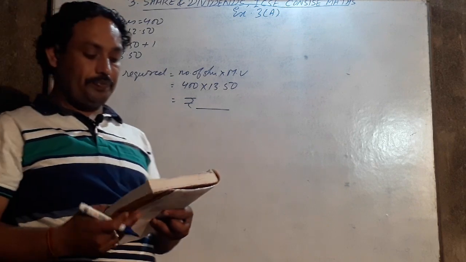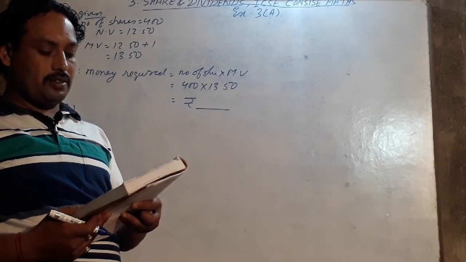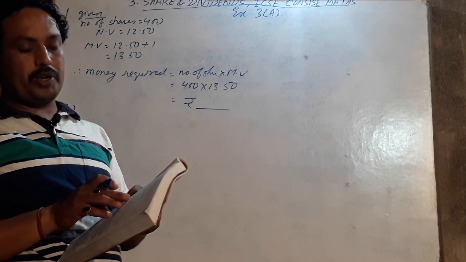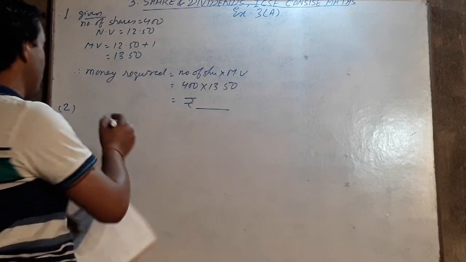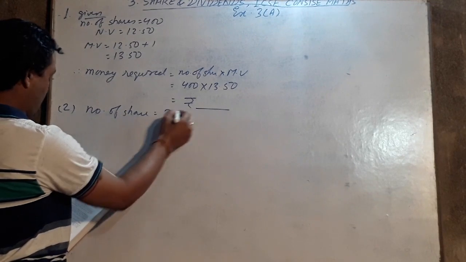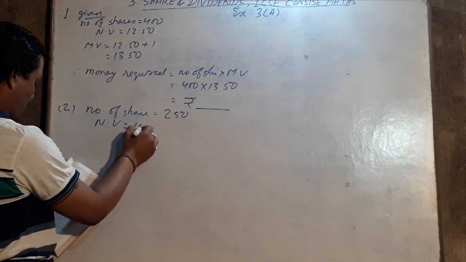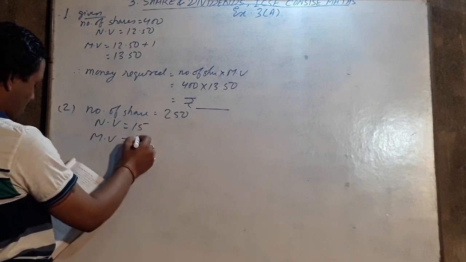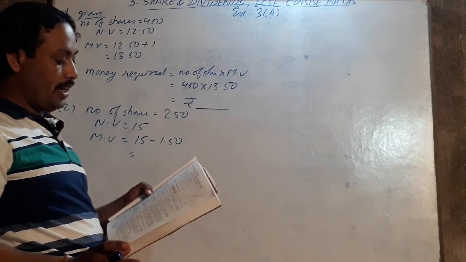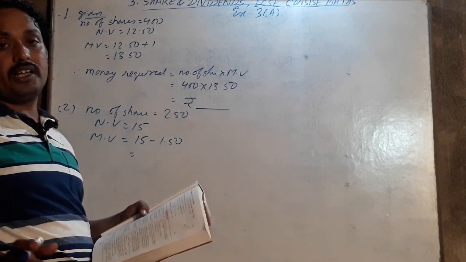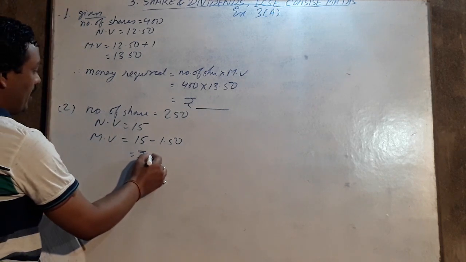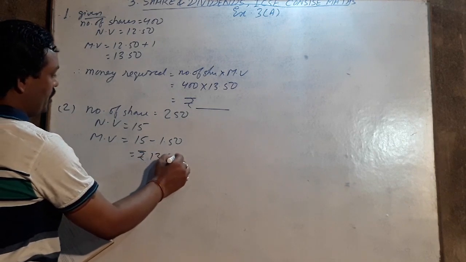In the second question it is asking to find the money required, same, but here it is given at a discount of rupees 1.50. So number of shares is given, 250, nominal value is given, 15, and market value will be 15 minus 1.50, because the share is at a discount of 1.50, that means the market value is below the nominal value. So we will subtract and get the market value, it will come 13.50.